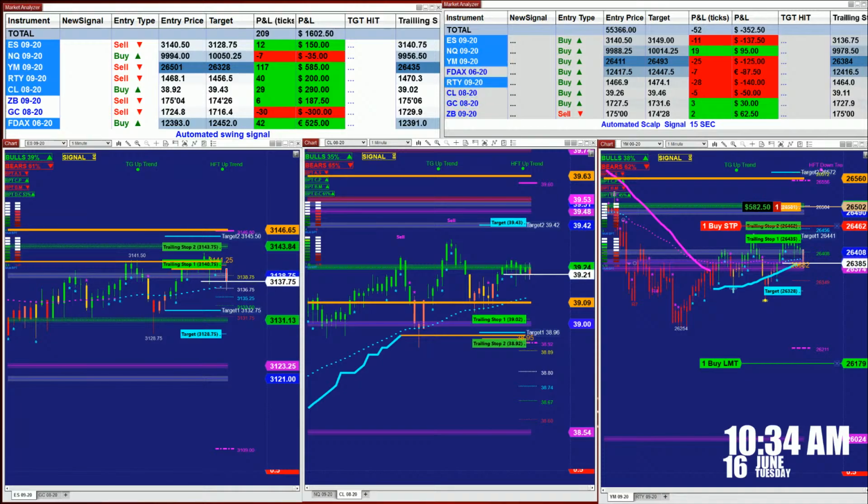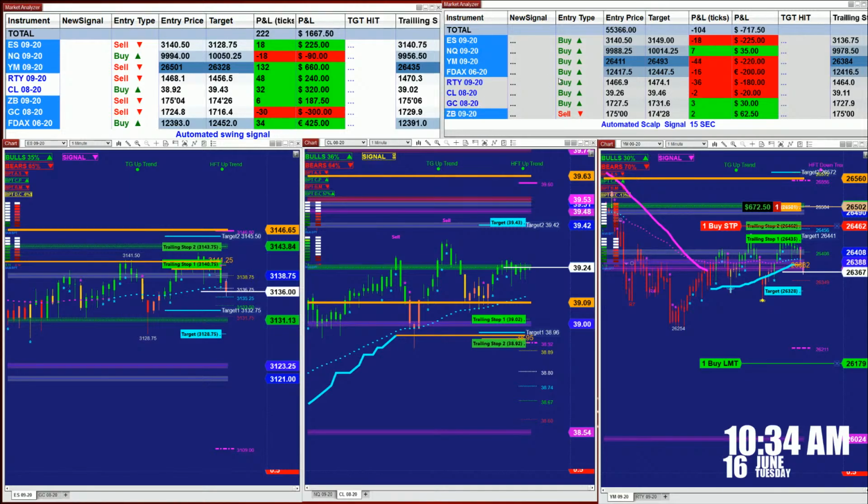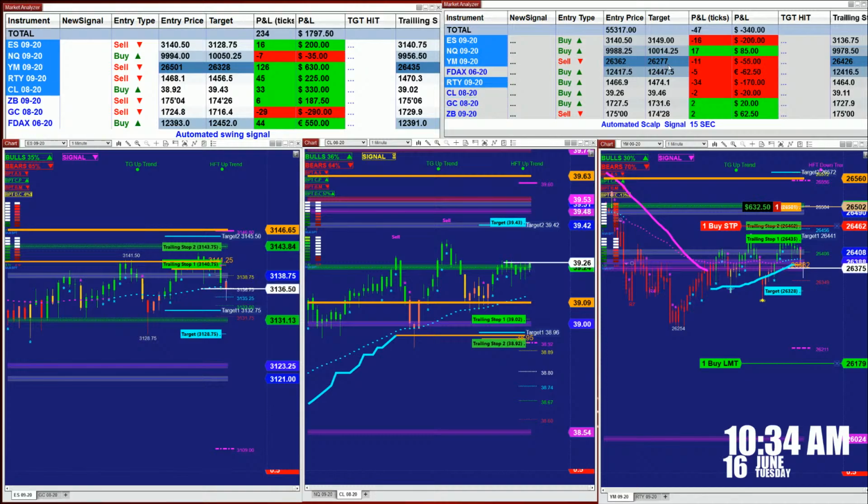What I will do here, on the first column on the left, this is the swing trade, and it says a new signal, buy or sell, and it gives you the entry and the target. Also on the scalper, the first column tells you a new signal, and right now, a sell signal on the YM. It gives you the number and the target, and you're very welcome to follow it. 26362 is the entry on the YM, and 26277 is the target.